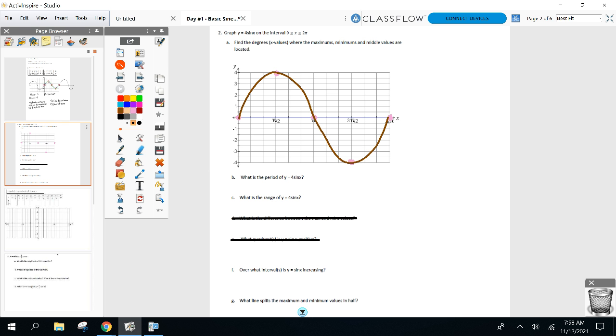All right, I wanted to do the graph first, so let's answer part A now. What degree values are the maximums at? There's only one max here. Where was the max at? 4. Okay, 4, but what degree values now? Where was it at? Pi over 2. All right, so the max at pi over 2.